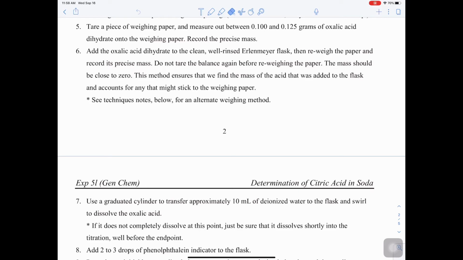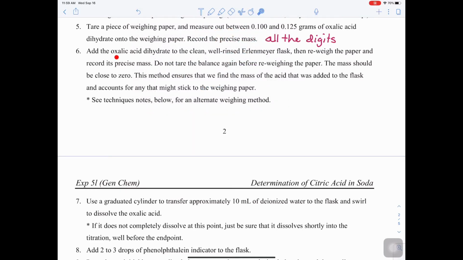To standardize the sodium hydroxide, it's important to get a precise mass of oxalic acid dihydrate. There are a couple of different weighing techniques, but I'm going to use the one that is listed in the procedure. Here you tare a piece of weighing paper. That means you put the weighing paper on the balance and you press the tare button so the balance reads 0. So now the paper is considered part of the balance. And then you add between 0.1 and 0.125 grams of oxalic acid. Doesn't matter what it is as long as it's between those two. You're going to record the precise mass, that is all the digits. We want all the digits that are displayed on the balance.